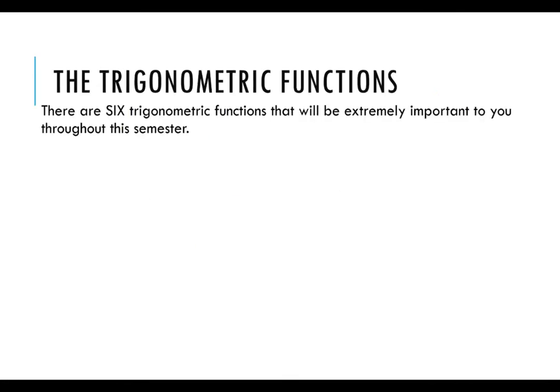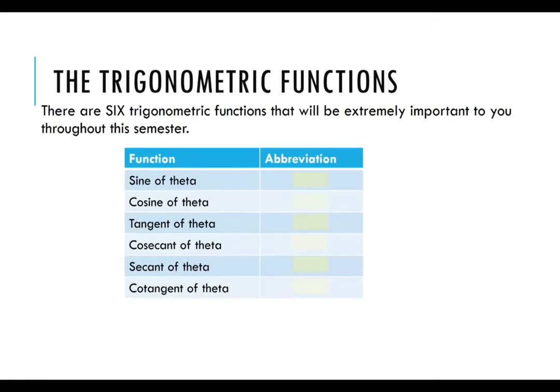Then we can talk about the 6 trigonometric functions that are going to be important to us. They are sine of theta, abbreviated sin of theta, cosine of theta, tangent of theta, cosecant of theta, secant of theta, and cotangent of theta.